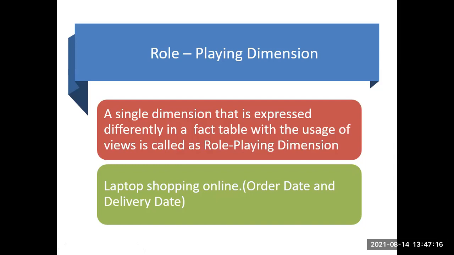Getting shipping address. They will say that the order has been placed on so and so date. It has come to this destination on so and so date. It will be shipped on so and so date. What is happening here for a single date itself? The roles are getting played here from when you had ordered and when it will come here. Okay, so they have said order date and delivery date.